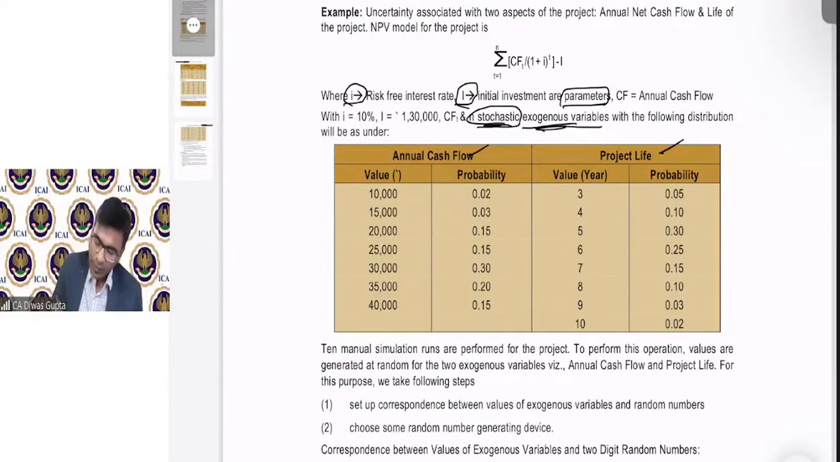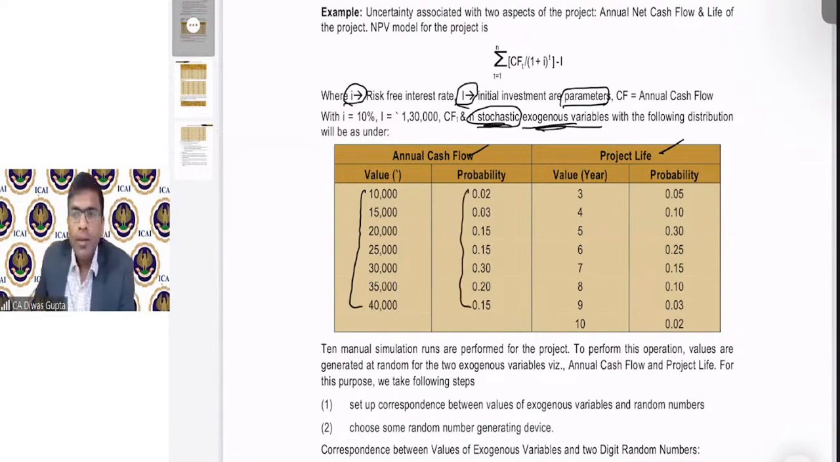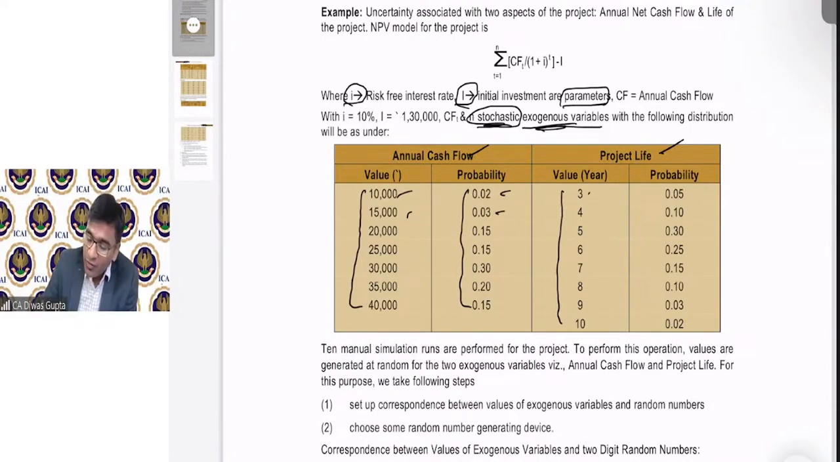Okay, students. Now, if you see, they have given us different values and different probabilities assigned to them, right? So, for example, 10,000, there is a probability of 2%. Then 15,000, there is a probability of 3%, like that. Similarly, for time period also, since in this illustration they have assumed it to be the exogenous variable, they are saying the probability is 5% that the project will have a life of 3 years. The probability is 10% that the project will have a life of 4 years, like that. Okay. Let's come here.